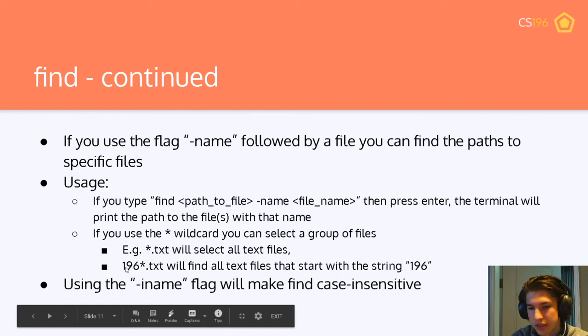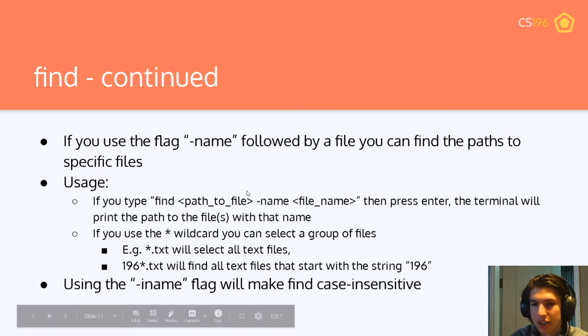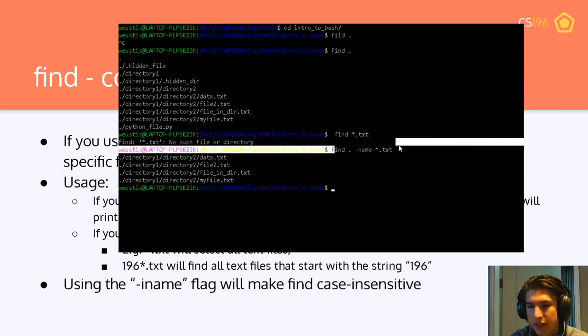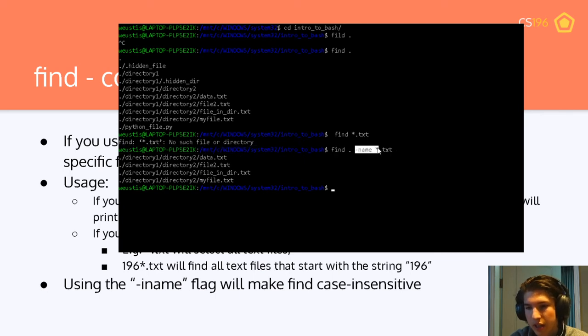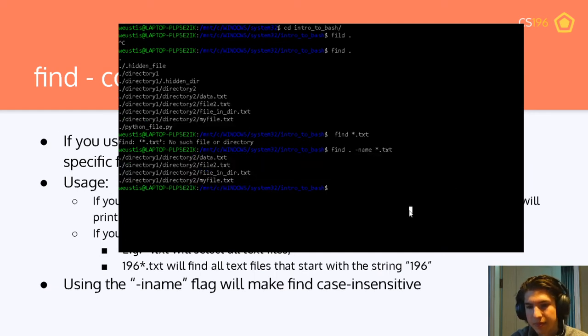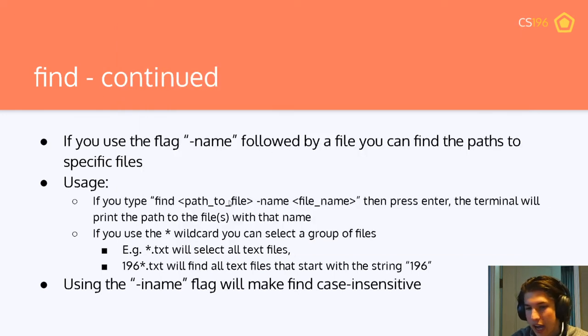Additionally, if you want anything that starts with 196, you can use 196*.txt, and it all works there. You're not showing my... oh, good catch. Thank you. Sorry. So if you look here, we can say find in the current directory. We use the name flag with *.txt, and it returns all of the files here that end in .txt. Good catch. Thank you. Using -iname just makes it case insensitive.